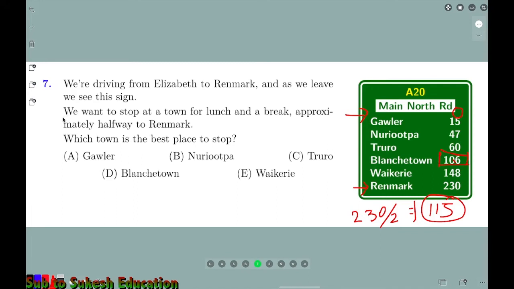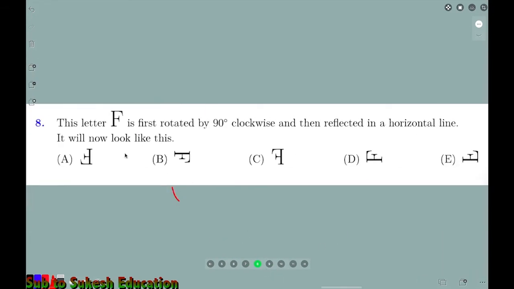But let's read the question. We want to stop at a town for lunch and a break approximately halfway to Renmark. So it's 115. Which town is the best place to stop? Okay, so we know that it's Blanchetown, because it's closest to 115. You can't go to 148 because of too much difference. So we're going to lock in answer D. Let's move on to question number 8.